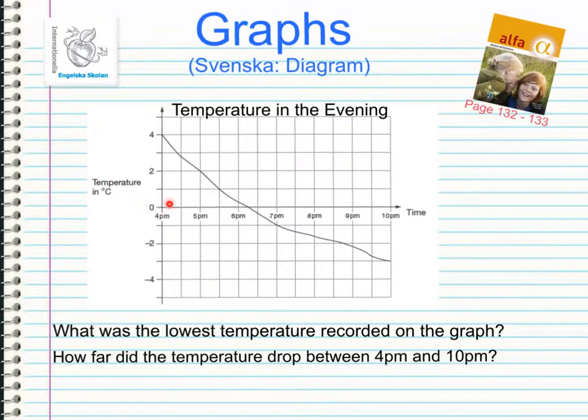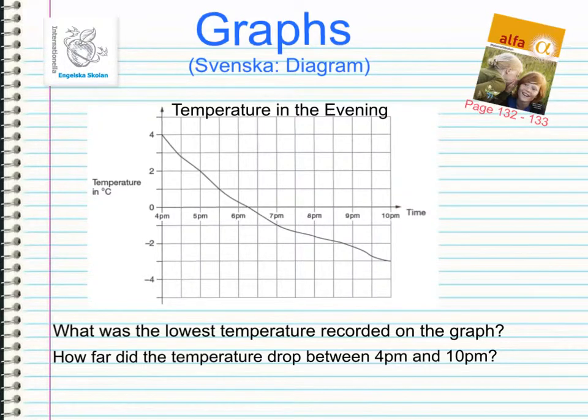So here where it says 0 is 0 degrees Celsius. Here we have 2 degrees Celsius, 4 degrees, and inversely we have -2 and -4 down the y-axis. But the x-axis, which goes along this way, is time. So you can see that this graph begins at 4 p.m. and ends at 10 p.m.